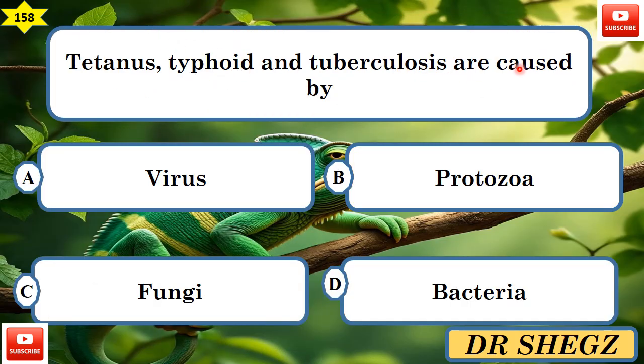Tetanus, typhoid, and tuberculosis are caused by what pathogen? So tetanus, typhoid, and tuberculosis are caused by bacteria. Clostridium tetani, Salmonella typhi, and Mycobacterium tuberculosis, respectively.